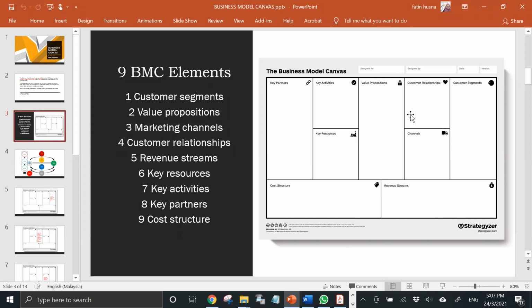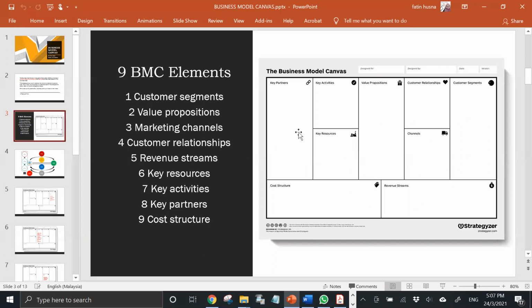After customer segment, entrepreneurs usually will do value proposition, number 2. And then they will do the marketing channels, which is the channels. Number 4 is customer relationship. And they will do revenue stream, key resources, key activities, key partners. And lastly, they will do the cost structure. So this is the way of doing things.